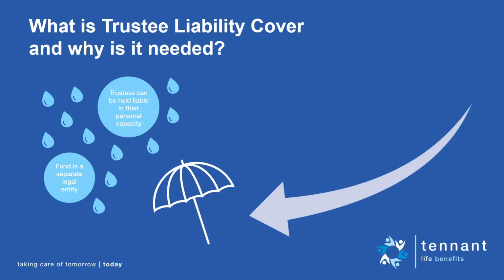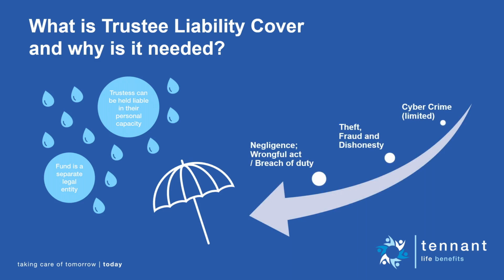Most policies will include cover for claims involving alleged negligence, a wrongful act or breach of duty, claims for theft, fraud, and dishonesty, as well as claims for third-party cybercrime, which protects the funds from outsider fraud via the insured's computer system. It is important to note that this does not cover human error or manual data breaches.